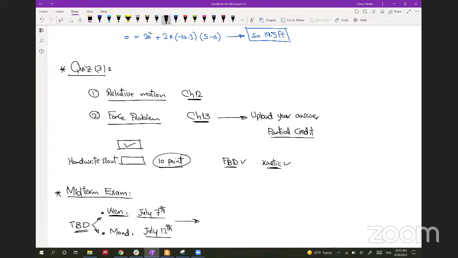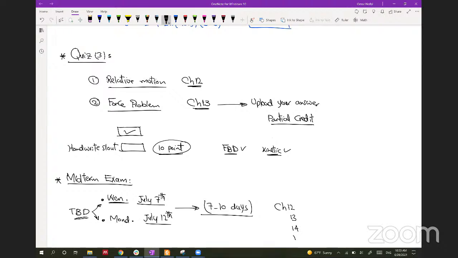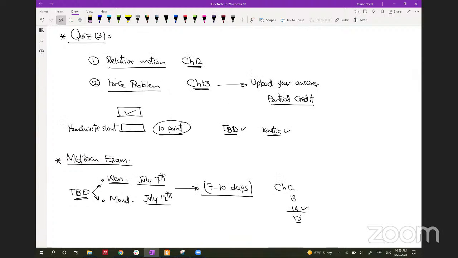But if you want to prepare yourself, there are at least 7 to 10 days before the midterm exam. The midterm exam should cover chapters 12, 13, 14, and 15. We are almost done with chapter 14, and over the next 3 lectures we will be done with chapter 15. So keep yourself alert to my announcement until I make a decision about the midterm time.